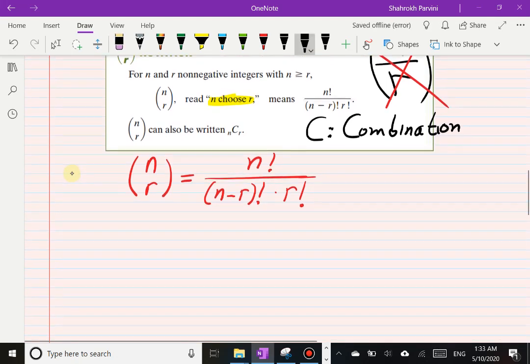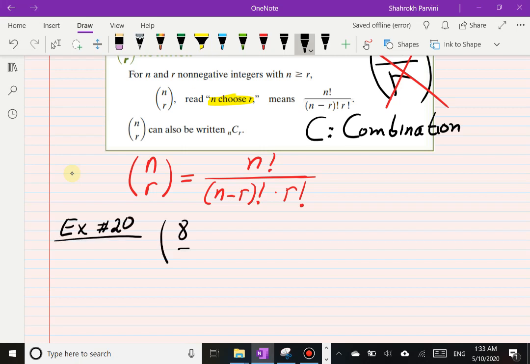So in this example, what we want to do is the following. We're going to do exercise number 20. In exercise number 20, we have the 8, 5 notation. So how do we read this? We read this as 8 choose 5, just like it's up here. 8 choose 5. That's how we're going to read that.